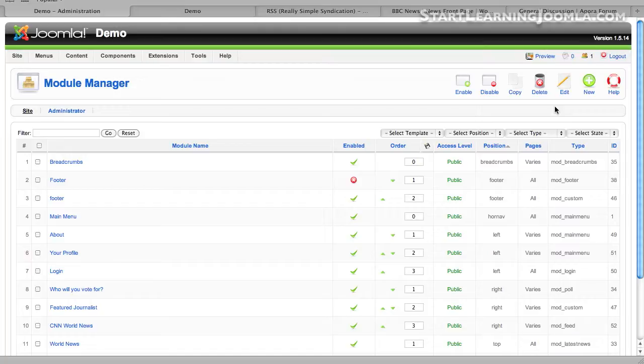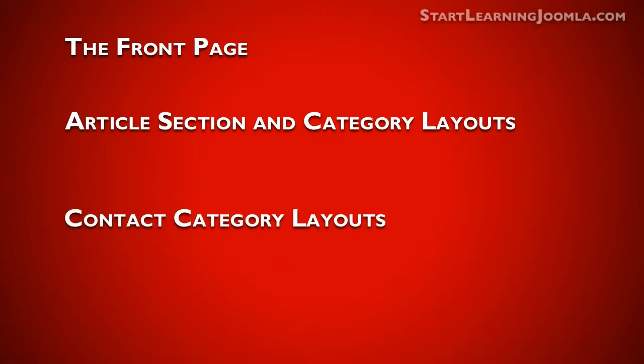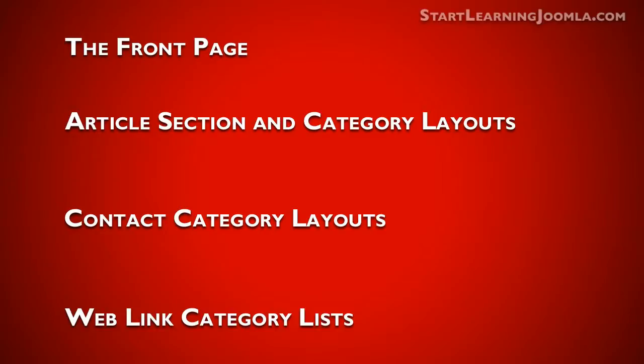of content published there. For example, the following can be used to build useful feeds: the front page, article section and category layouts, contact category layouts, and web link category lists. You can experiment with these different uses, but for now, let's focus on adding feeds to our newspaper site.